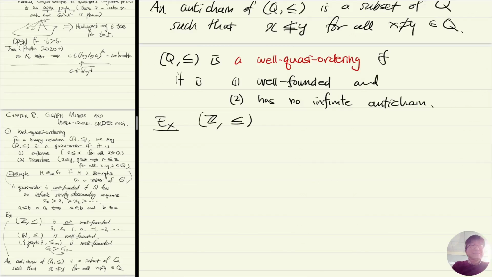If I have the set of integers with these relations, then this is not a well-quasi-ordering. Why? Because it's not well-founded. Okay, I have two criteria. Is it well-founded, or does it have no infinite antichain?